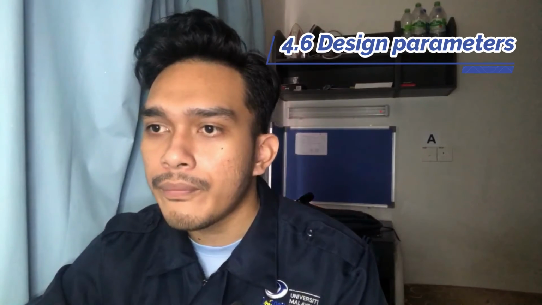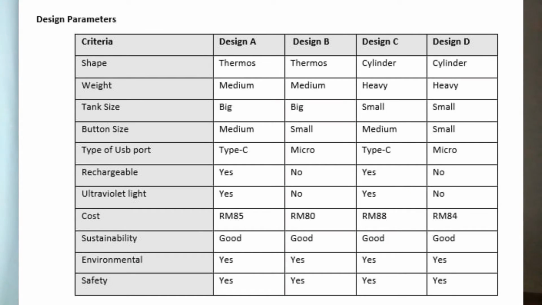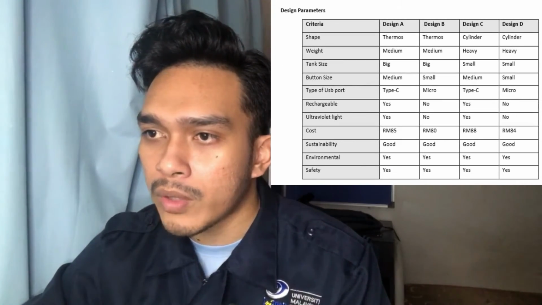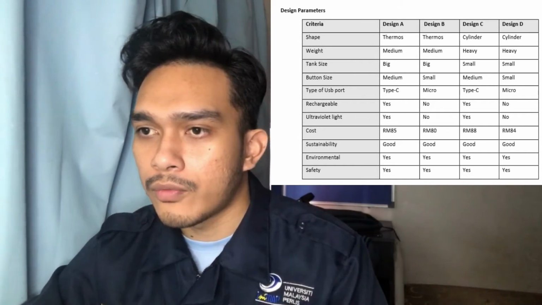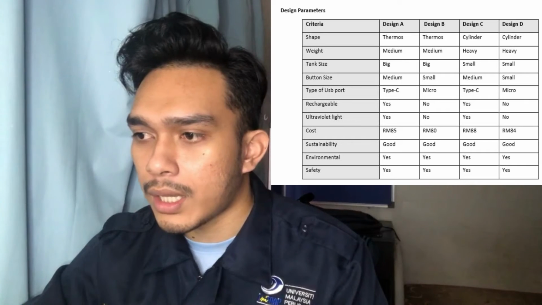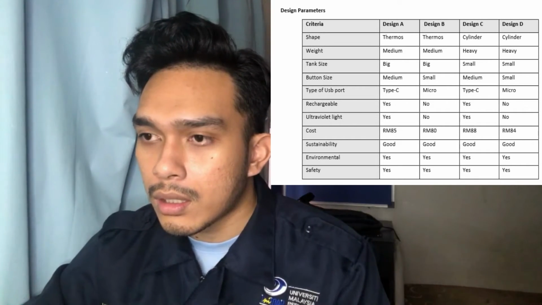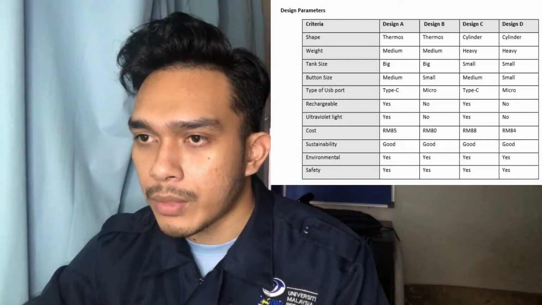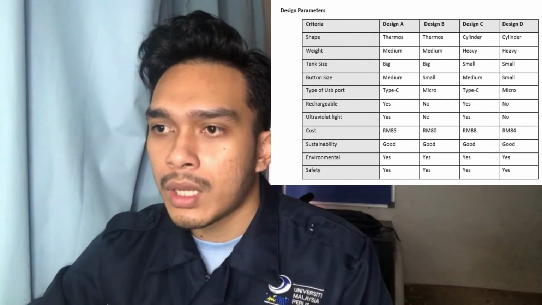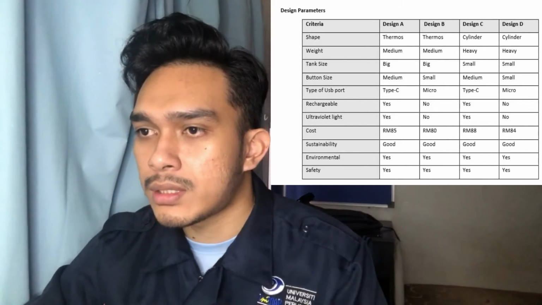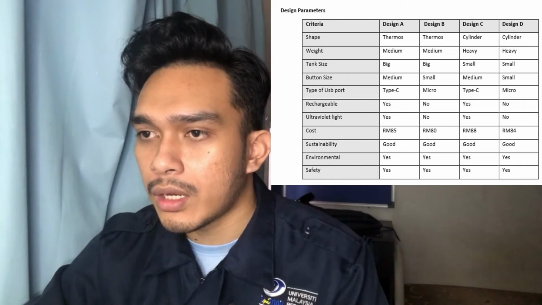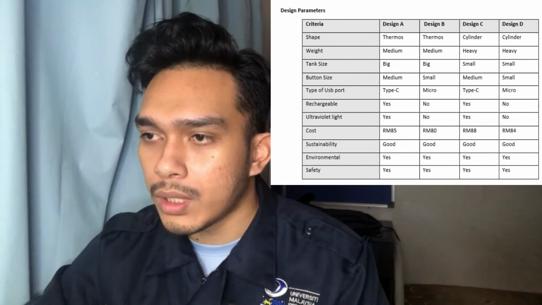And as you can see, the design parameters on your screen right now are based on criteria that we took from the survey and compared with our 4 distinct designs, that is A, B, C and D. And for the differences, as I said just now, for the shape we use just thermos and cylinder. And for the weight, we use just 2 types of weight, that is medium and heavy. The tank size is also 2, big and small.